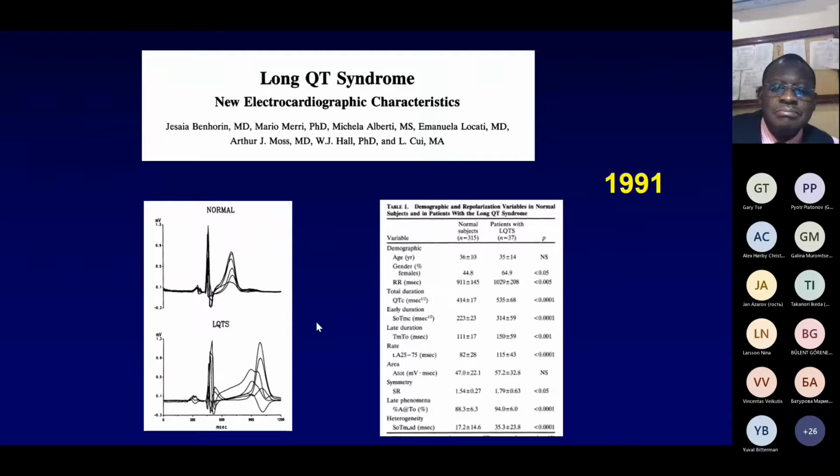Colleagues at that time, Yehuda Ben-Horin, Mario Merri, and others, developed some metrics which allow looking at differences like early duration, late duration of repolarization, whether measured to T maximum or T offset, or some area under the curve, which showed quite significant differences in this heterogeneity between these two ECGs. They looked at that time at 300 normal subjects and 37 long QT patients for whom they had digital ECG recording using the Marquette program.